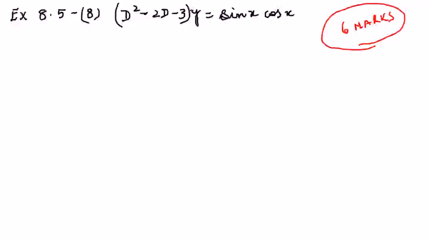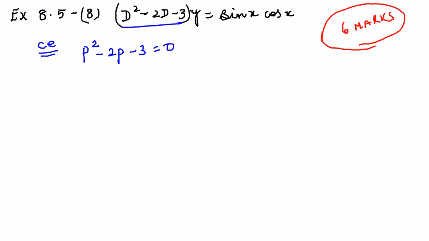Exercise 8.5 sum number 8 is a 6-mark question. So as always, let's get started by finding the characteristic equation. So that is basically for the left hand side, right? So the characteristic equation, I'm going to write it as p squared minus 2p minus 3 equal to 0.